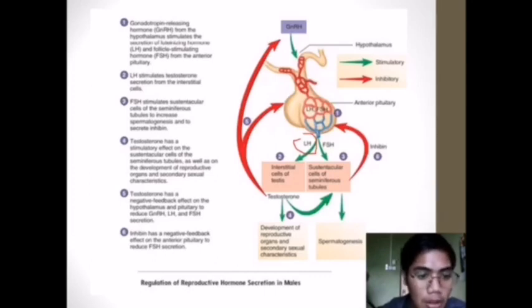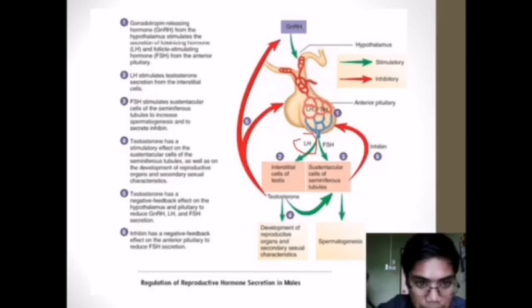Number 4. Testosterone has a stimulatory effect on the sustentacular cells of the seminiferous tubule as well as on the development of reproductive organs and the secondary sexual characteristics. Number 5. Testosterone has a negative feedback on the hypothalamus and pituitary, reducing GnRH, LH, and FSH secretion. So, when the production of testosterone increases, it gives negative feedback to the hypothalamus to stop the production of GnRH, LH, and FSH.